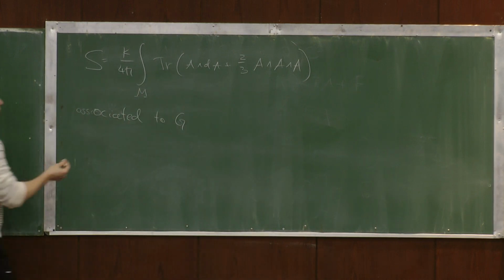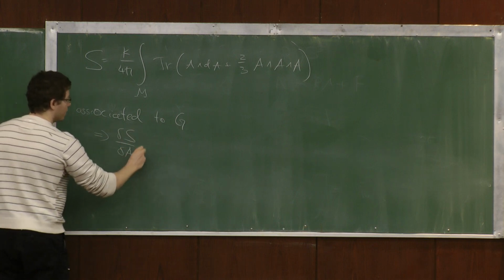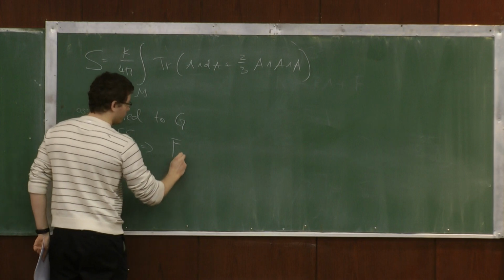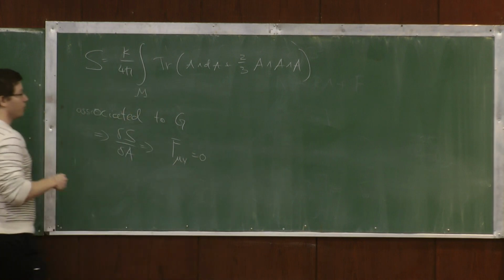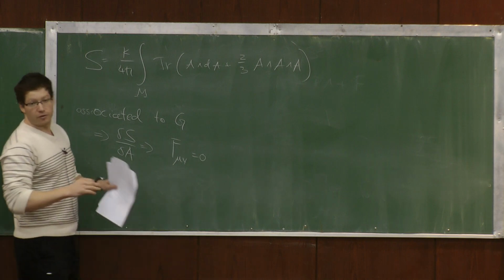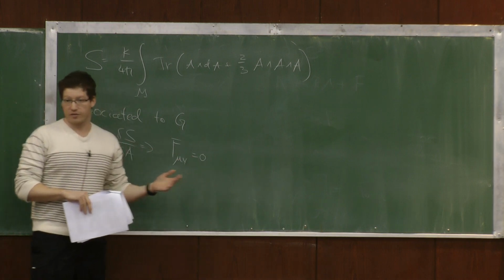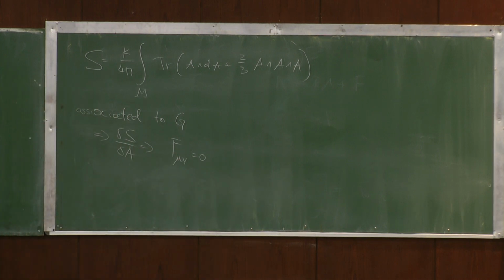And the equations of motion of this theory are given by varying the action with respect to A, which means that F mu nu has to be set to 0. So when you vary this action with respect to A, you get the equation that the connection A has to be flat. So the only configurations that contribute are flat connections. And since these are first-order equations and not second-order equations, they do not describe propagating degrees of freedom. They describe some isolated sets of gauge field configurations which are flat.